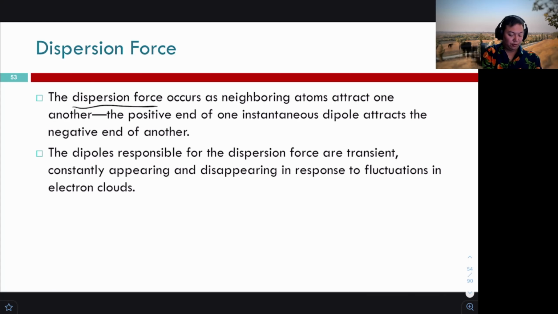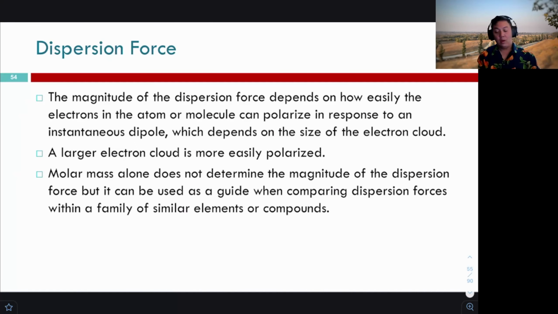So the dispersion force is an attractive force that occurs as atoms attract one another, and the positive end of one instantaneous dipole attracts the negative end of another. The dipoles responsible for the dispersion force are transient, meaning temporary, constantly appearing and disappearing in response to fluctuations in electron clouds. The magnitude of the dispersion force depends on how easily the electrons in the atom or molecule can polarize in response to an instantaneous dipole.